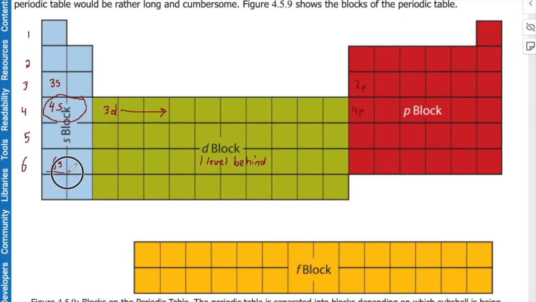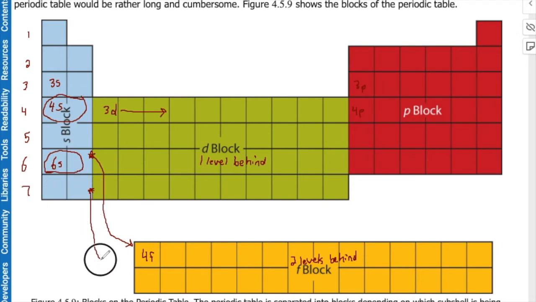So 6s, this is where the lanthanides are inserted. After 6s, we are filling 4f. So the f block is actually 2 levels behind. So in period 6 is where we're filling the 4f. In period 7 is where we're filling the 5f orbitals. So the f block is 2 levels behind, the d block is 1 level behind.